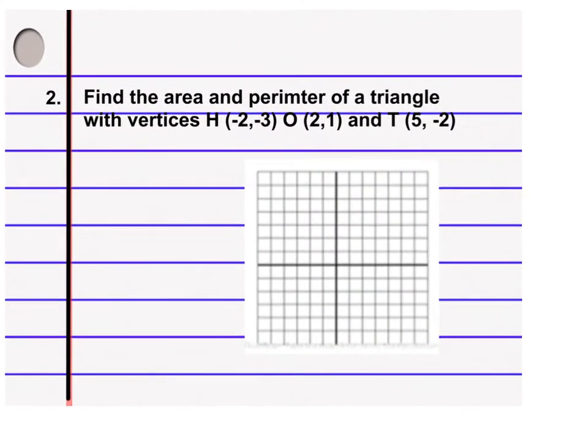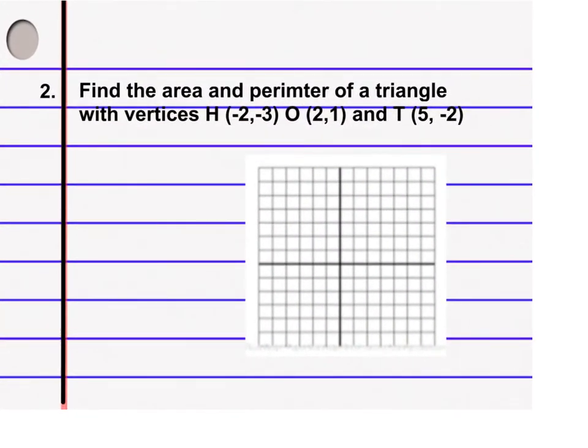All right, example 2. You may want graph paper for this. We're going to be sketching, so it doesn't need to be perfect. Find the area and perimeter, sorry for that, of a triangle with vertices H at (-2, -3), O at (2, 1), and T at (5, -2).